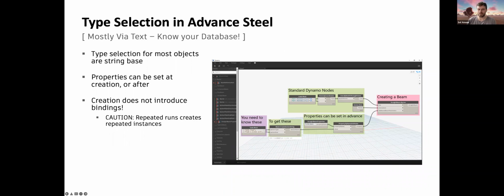You get to create the thing before you set properties back to the thing. One thing to call out and note is that creation does not introduce bindings inside of Advanced Steel. So you need to take a little bit of caution when you're working with Advanced Steel, because repeated runs will create repeated instances. There's a little bit more nuance when it comes to working with Advanced Steel than there is with element binding in something like Revit or Civil 3D, albeit element binding has its own nuance as well. So there are pros and cons to both aspects here.